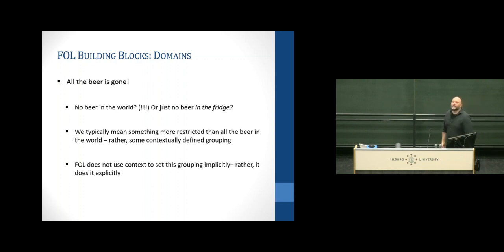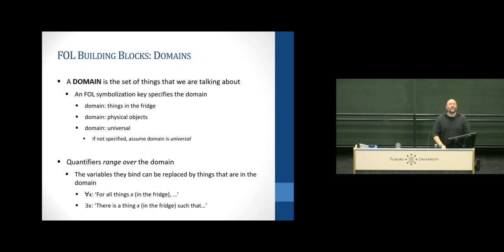FOL does not allow for context. So what we need to do, the last little bit of our machinery here, is that we have to explicitly say who it is we're talking about. We have to set out the grouping of things that we want to talk about explicitly. And we do that by specifying what we'll call a domain.